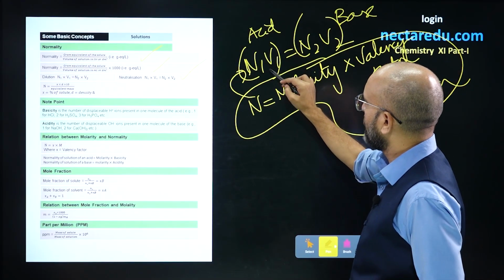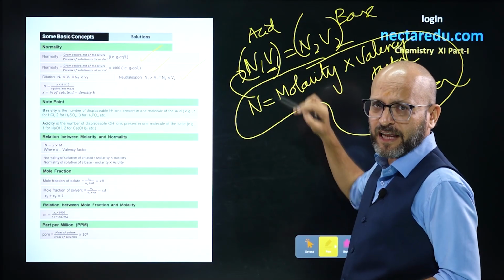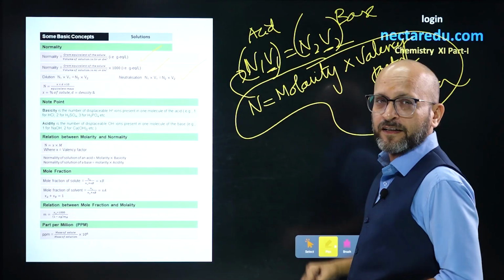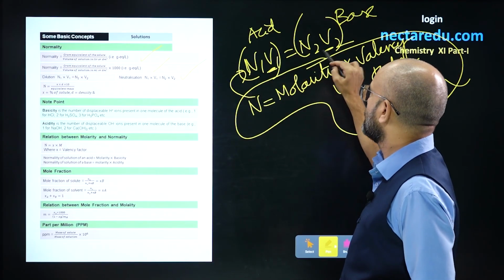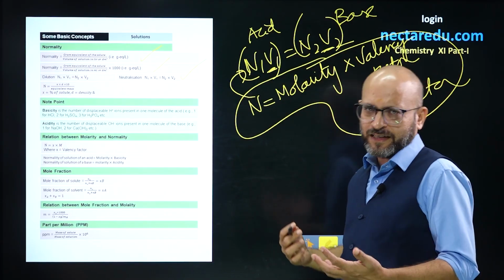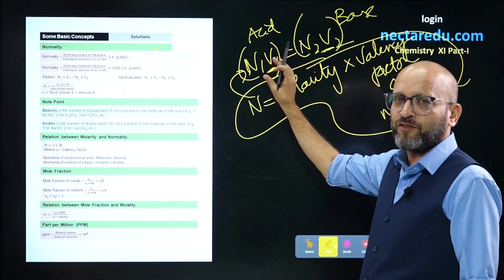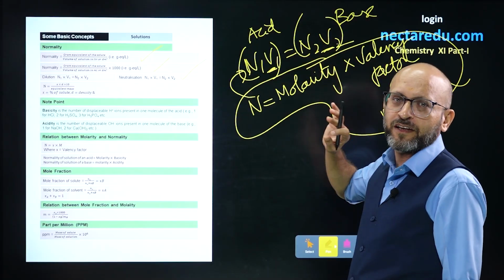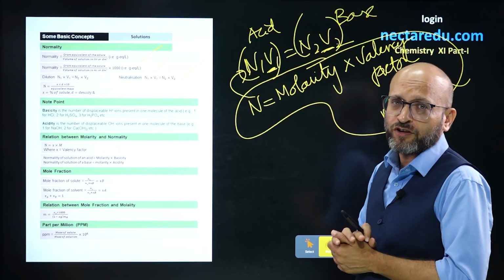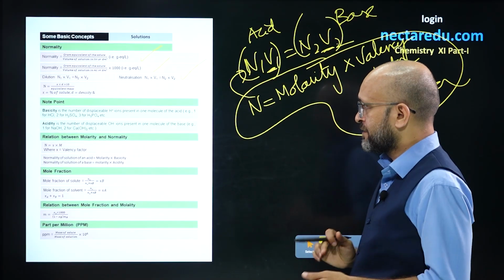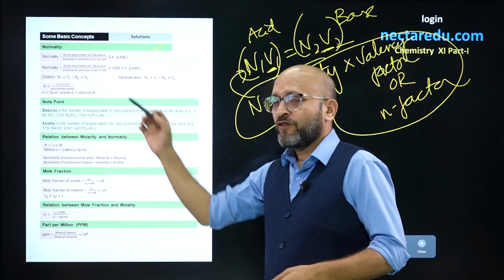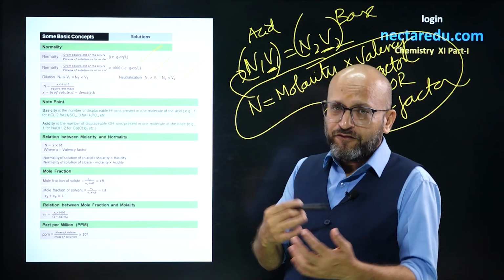Use units the same. If you're taking V1 in ml, use V2 in ml. If you're taking V1 in liters, use V2 in liters. So most of the times volume will be given in ml. So put volume in ml over here and put volume in ml over here. You need not do any sort of conversion. Alright. Next, what is valency factor or n factor?